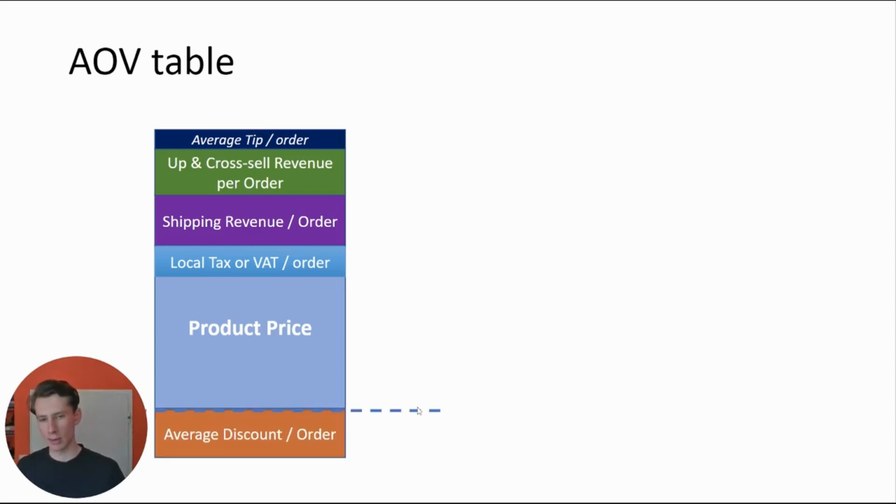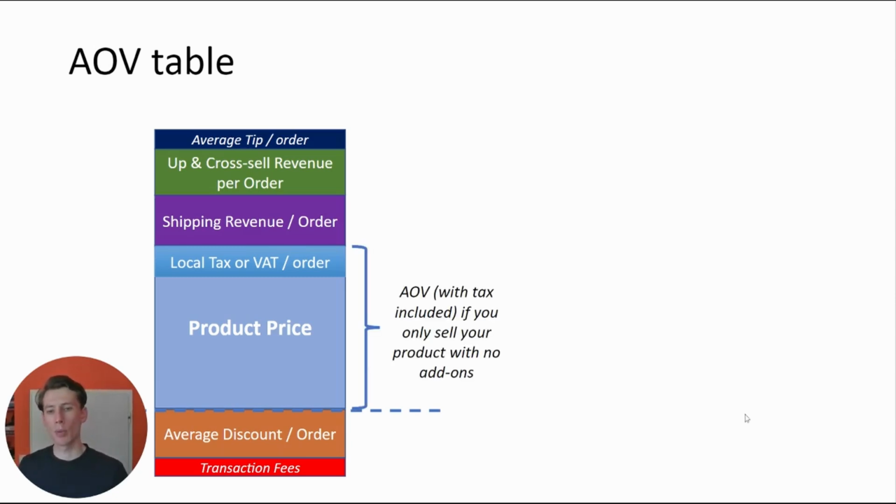However, not to forget, below the dash line, what we would deduct from the AOV is the average discount. So obviously if your customer uses a discount code on your checkout page, it will deduct from the AOV as well, as will the transaction fees. Of course, if you're using Shopify Payments or PayPal or Stripe or any other payment processor, they will deduct transaction fees, which is usually a percentage plus some fixed amount, which will decrease your AOV. So why is this important?